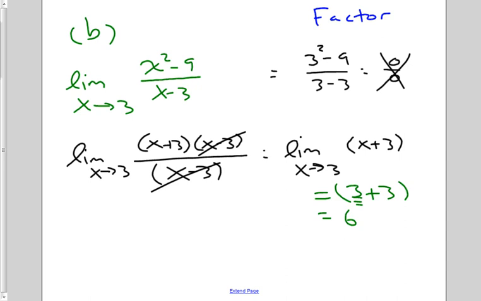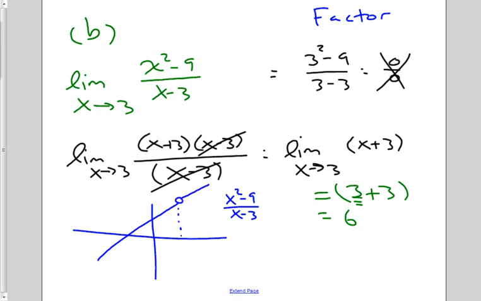Just so that you can see a picture of what this initial graph looks like, essentially, the graph of x squared minus 9 over x minus 3 is just the graph of x plus 3 with a hole when x equals 6. Sorry, when x equals 3.